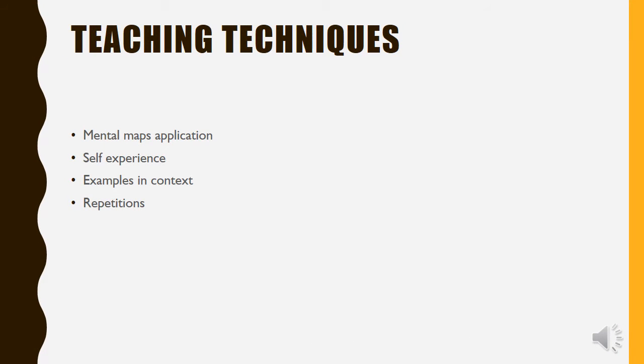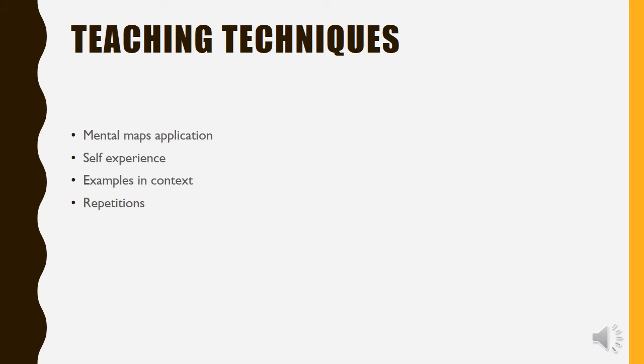There are many techniques to teach everything about adjectives, but I will mention some of them. First of all, we can use mental maps. Also, we have self experience, examples in context, and repetitions. Mental maps is a very interesting organizer of ideas. We can use it in many ways if we want to describe situations, or if the student wants to describe something. They can use this mental map with pictures and colors and adjectives so that they can learn the adjectives better.